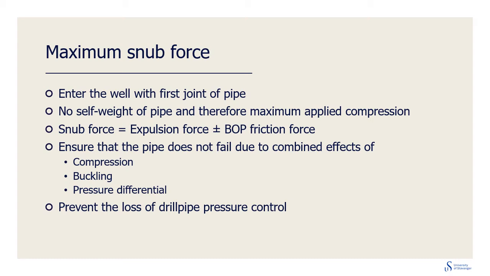The basis for the presented well entry design is the maximum snub force. The design case happens when snubbing the first joint. Snub force is calculated by adding the expulsion force and the sliding friction force together. Since friction force works in a direction opposite the drill pipe movement, the snub force running in hole is higher than the snub force pulling out of hole for the same wellhead pressure. The purpose of the well design calculations in this paper is to verify drill pipe pressure control given the combined effects of compression, buckling, and pressure differential.